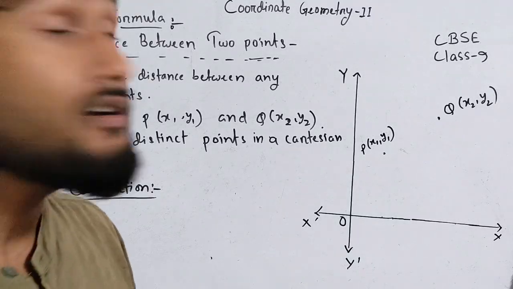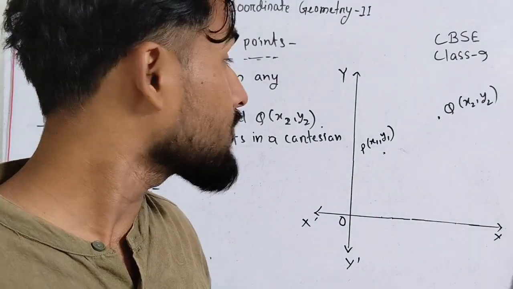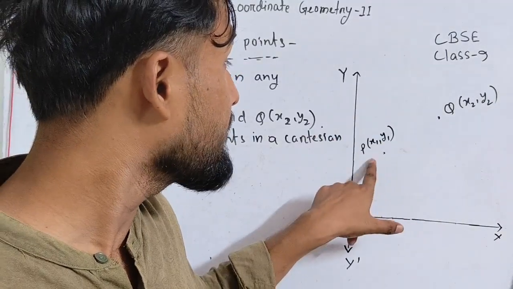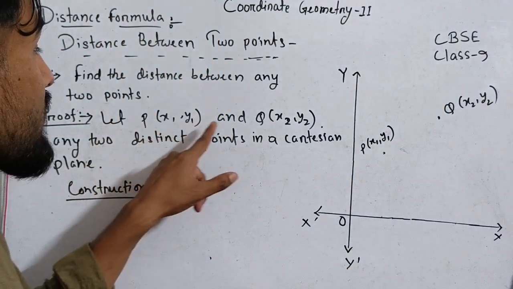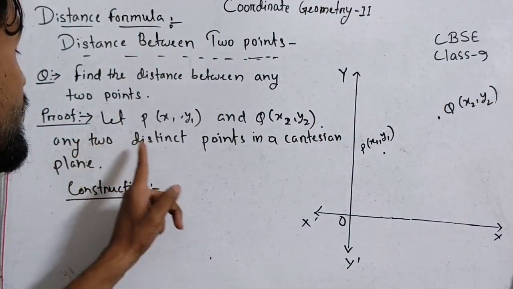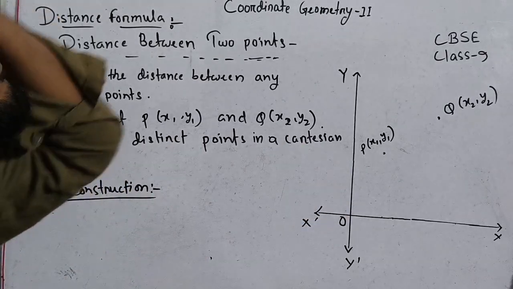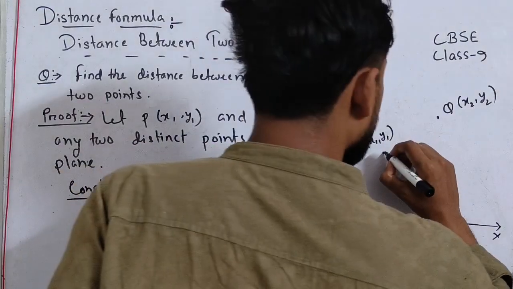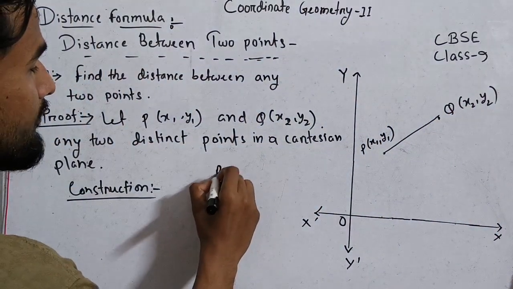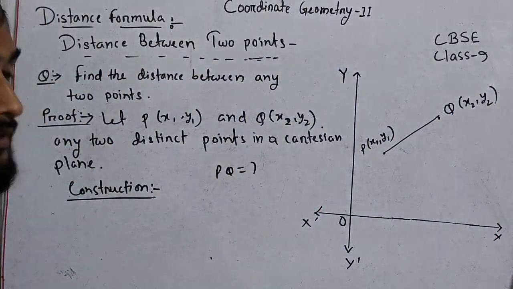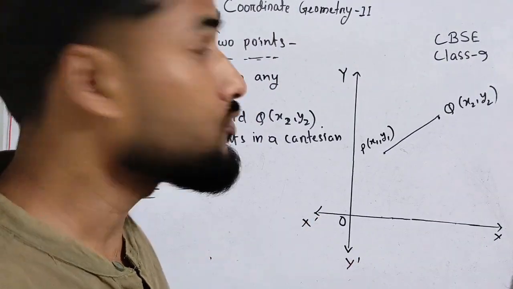Since we are going to find out the distance between 2 points, suppose there are 2 points in a Cartesian plane, P(x1, y1) and Q(x2, y2). Let P(x1, y1) and Q(x2, y2) be any two distinct points in a Cartesian plane. Okay, let's join the points. Now we shall find the distance PQ. PQ equal to how much? We shall find out.